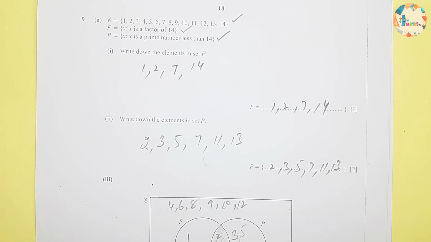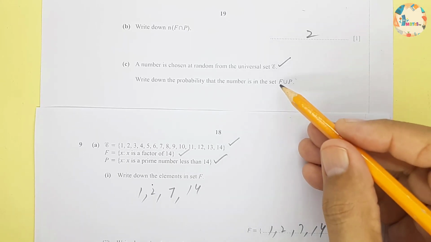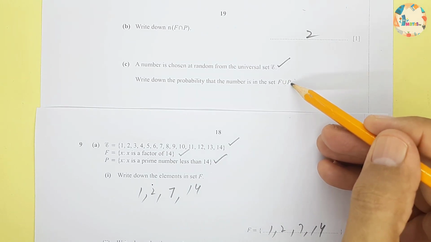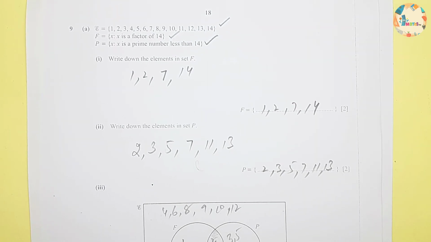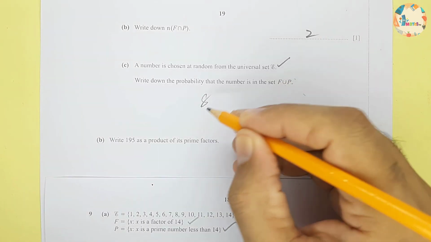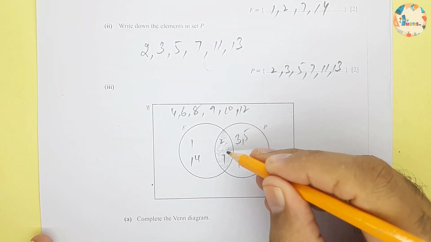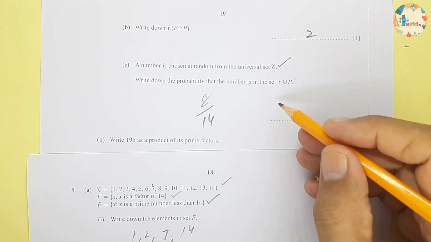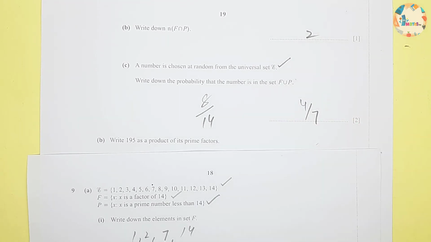They are asking for F union P. Write down the probability that the number is in the set F union P. So this will be 8 out of 14, because there are 8 numbers in F union P out of a total of 14. We can write it as 4 by 7, the simplified answer.